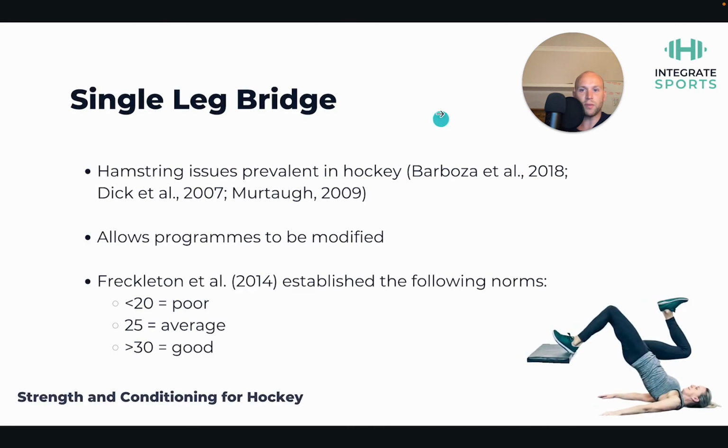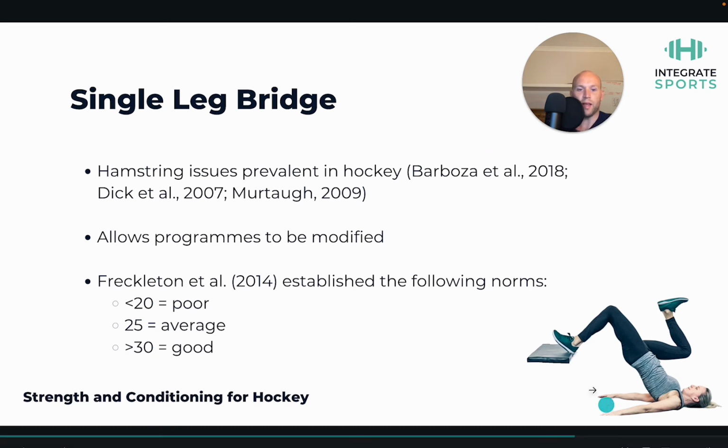Second one is a single leg bridge, and hamstring injuries are super prevalent in hockey. We know this from lots and lots of research, and it allows programs to be modified because once you know that the capacity of the hamstring is in place, then you can start to focus on other areas. For example, in this hierarchical model that I propose, once tissue capacity markers have been met, you can begin to focus more on things like maximal speed and possibly maximal strength. But until the basic ability to tolerate lots of volume is met, it's hard to focus on other areas because the risk is still there.